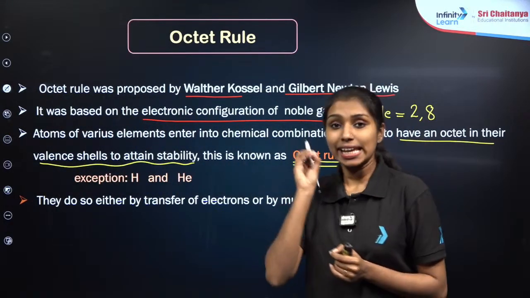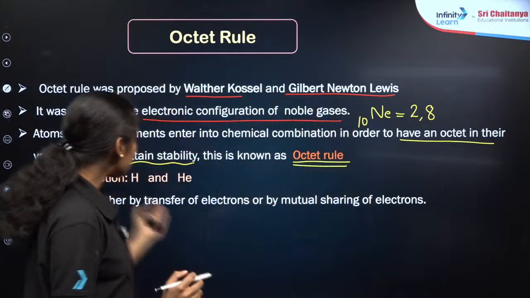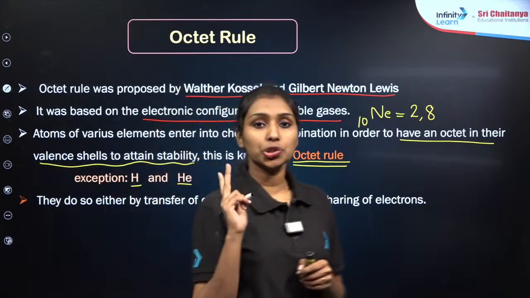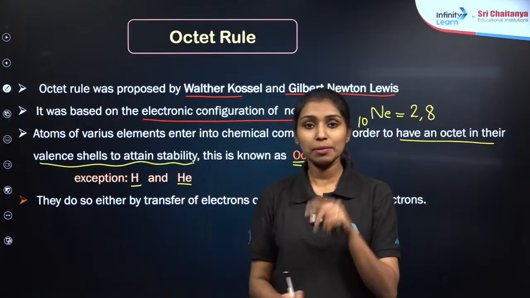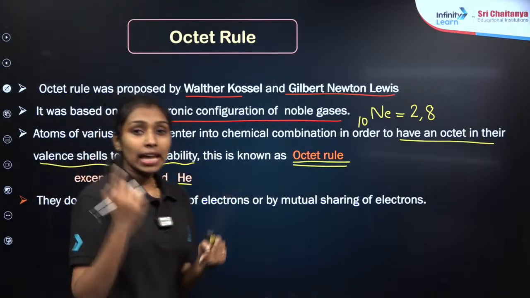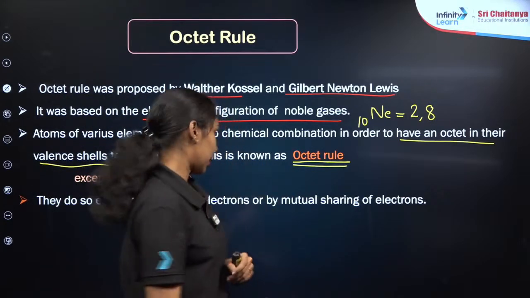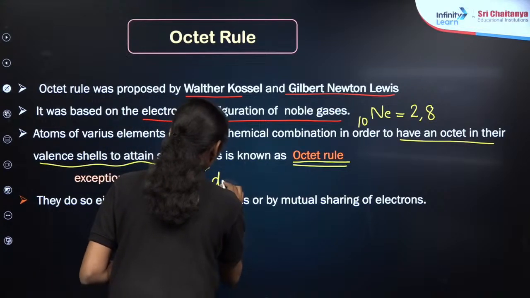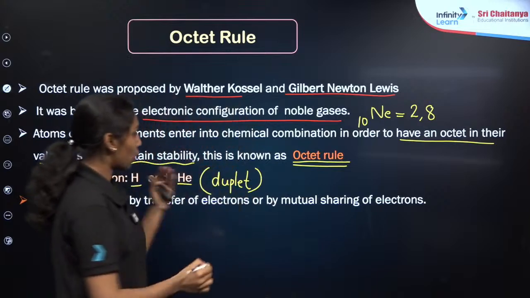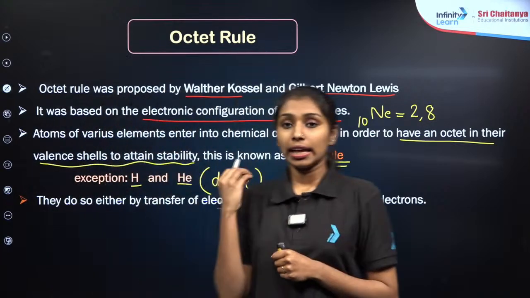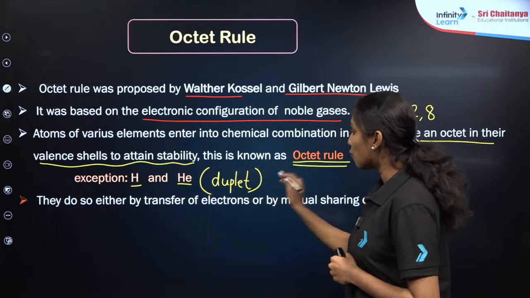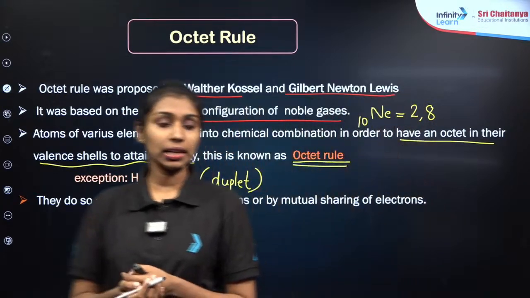Fine. But there are again exceptions. If you take hydrogen or helium, if hydrogen forms an H2 molecule, it will contain 2 electrons, right? Then what about helium? Helium is a monoatomic molecule. It will again contain 2 electrons, but it is already stable, right? That stable configuration is known as the duplet configuration. What do you mean by the duplet configuration? Atoms which have only 2 electrons in their valence shell have the duplet configuration. This is against the octet rule, which means that in the duplet configuration also there is stability. Clear?